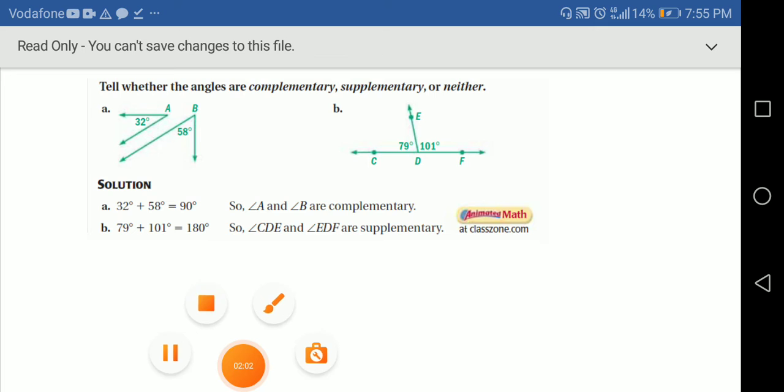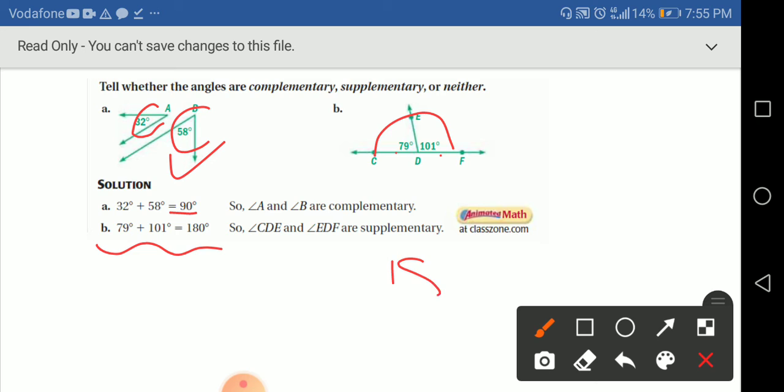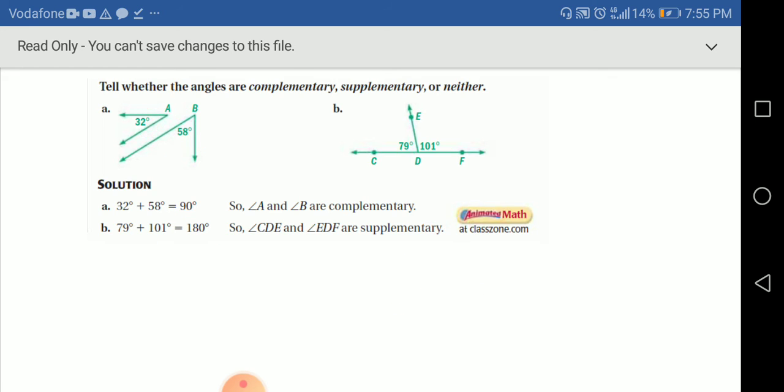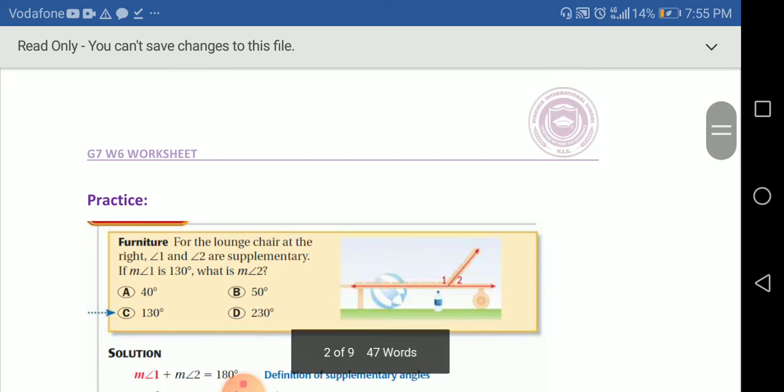Tell whether the angles here are complementary, supplementary, or neither. So I've got here 58 and 32. The two angles here are what? Their sum gives me 90 degrees. So this is complementary. What about these two angles, 100 and 179? If I add them, they give me 180 degrees. So this is called supplementary angles. So don't forget, complementary 90 and supplementary 180 degrees.